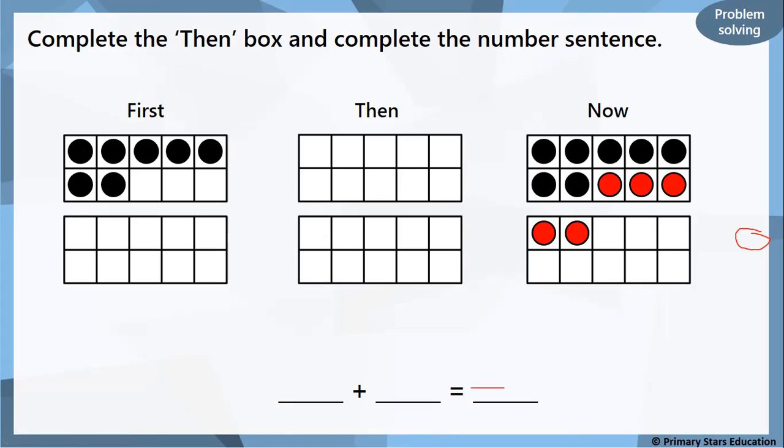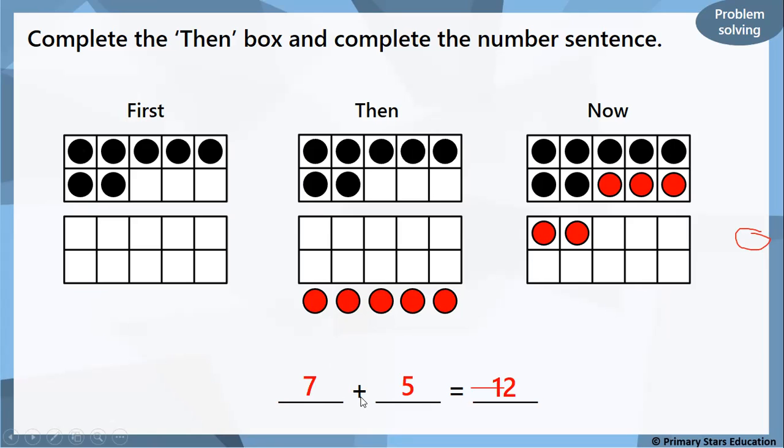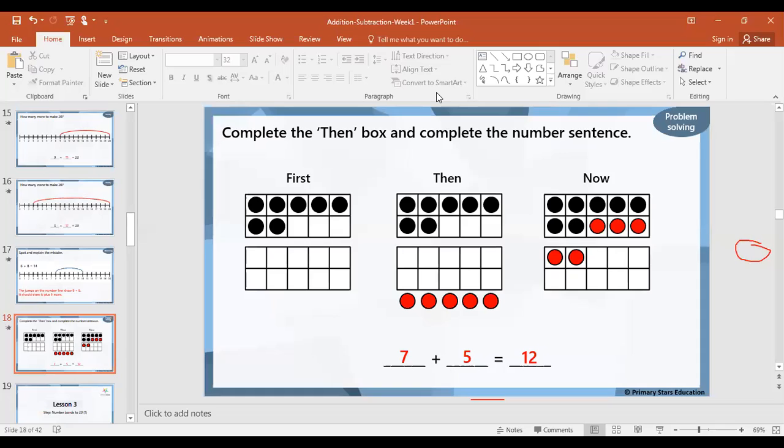Harry? 5. Let's just double check with Harry. Let's count the red counters. Are we ready? 1, 2, 3, 4, 5. Excellent. So there are my 5 red counters that I've added on. So my number sentence would be 7 add 5 equals 12. Okay, guys. Well done. So that brings us to the end of today's lesson.